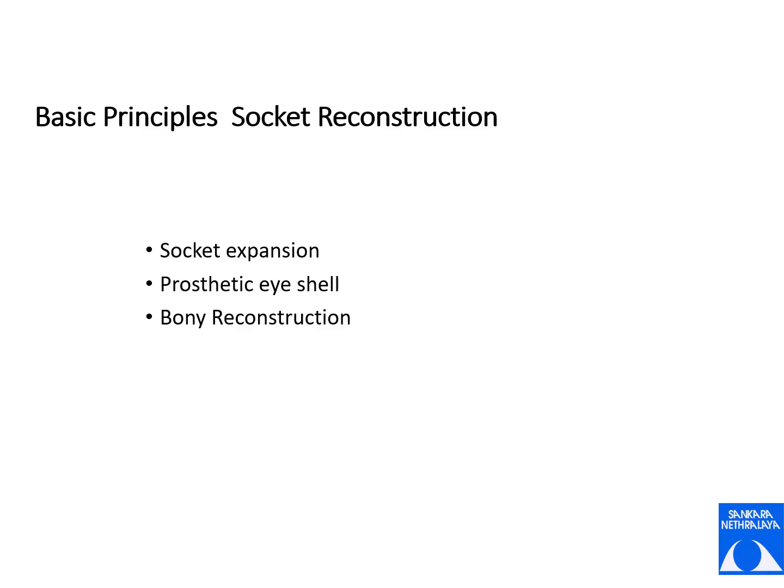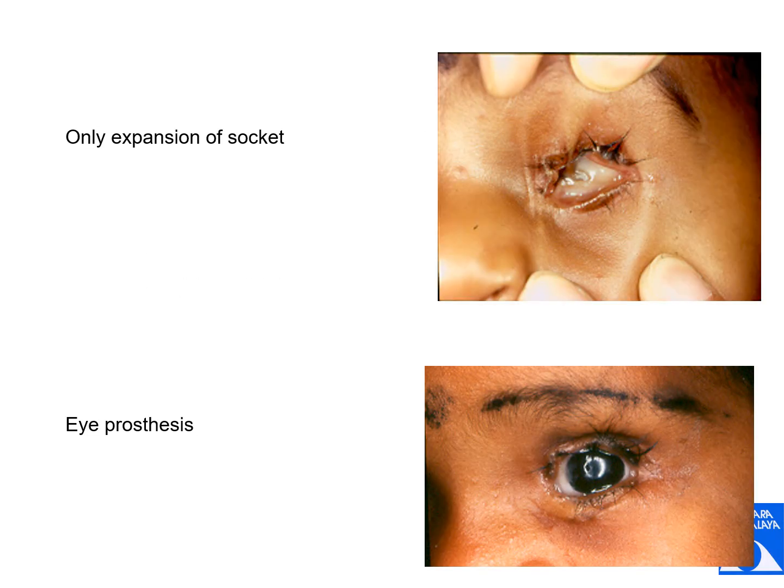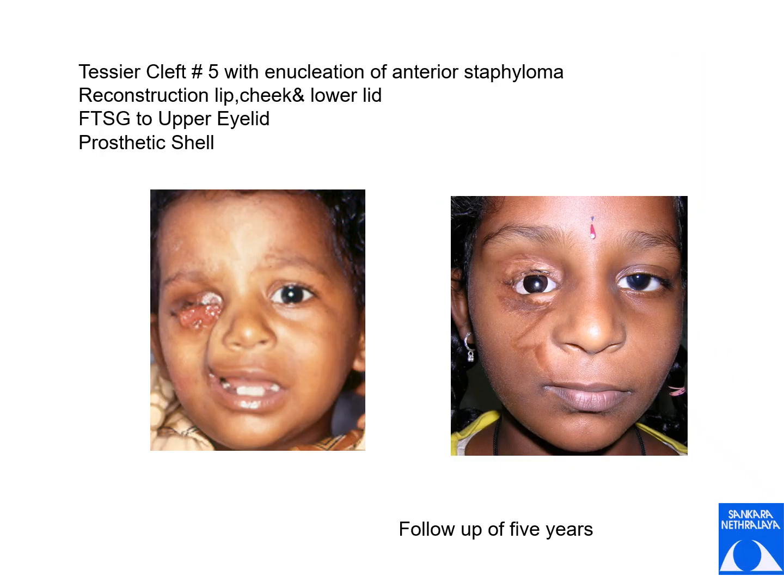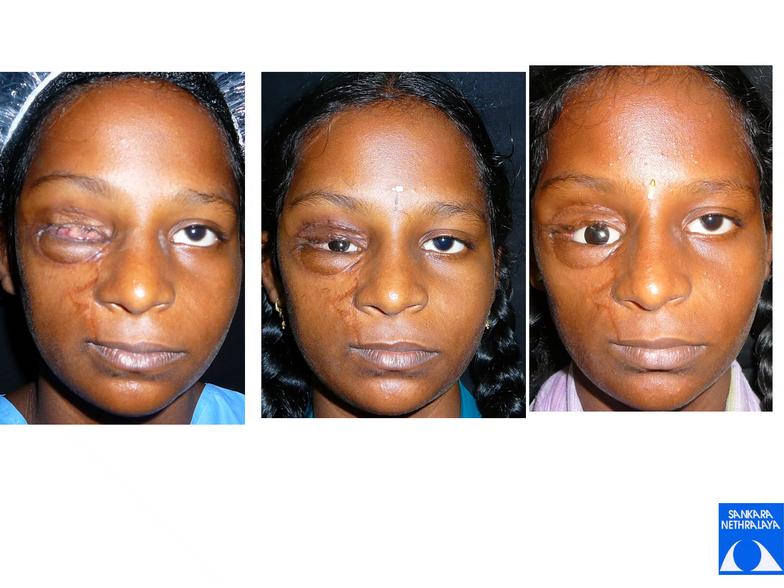Basic principles of socket reconstruction: socket expansion, prosthetic eye shell, and bony reconstruction. Only expansion of the socket was done in this case, and finally putting in an eye prosthesis. Tessier cleft 5 with enucleation and anterior staphyloma, reconstruction of lip, cheek, and lower lid, full thickness skin graft to upper eyelid and prosthetic shell. The same child with multiple surgeries to improve the appearance.